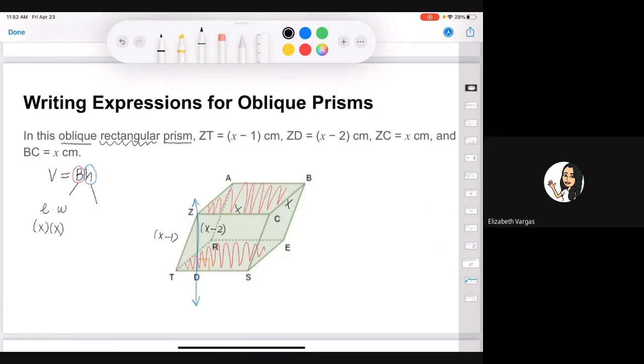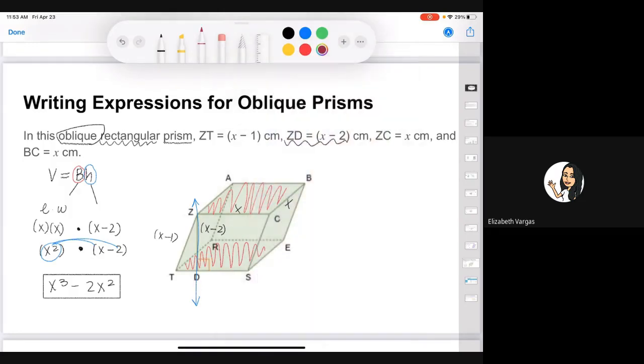What about my height? Am I given any information about my height? Well, again, I have an oblique prism. So my height is going to be, in this instance, ZD, which is equal to x minus 2. And so now I'm multiplying those together according to my equation for my volume. This gives me x squared times x minus 2. Now I can go ahead and distribute this inward to multiply. x cubed minus 2x squared. So that would be the volume equation for this oblique rectangular prism.